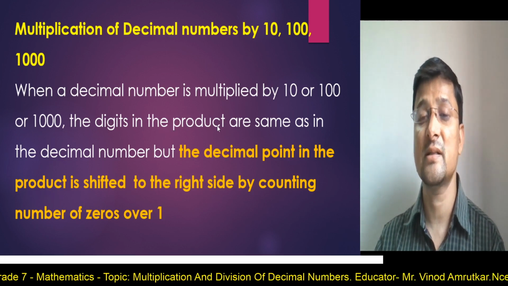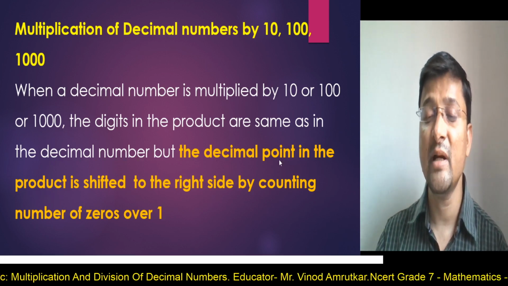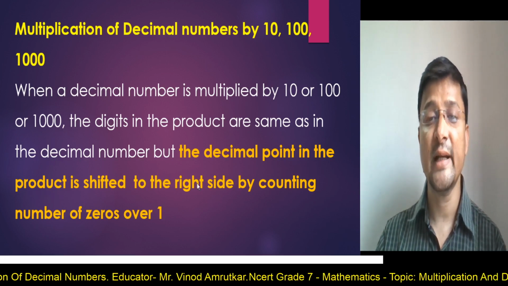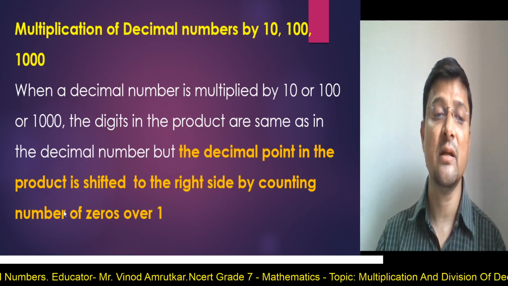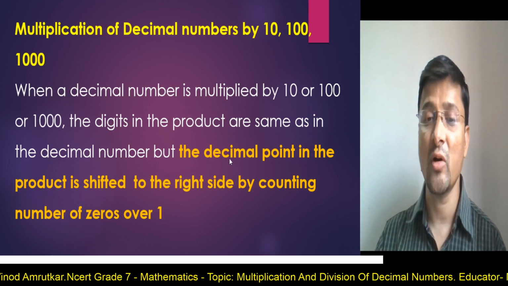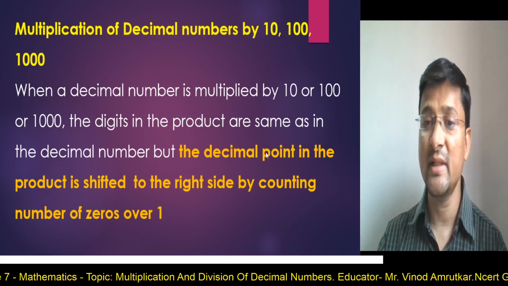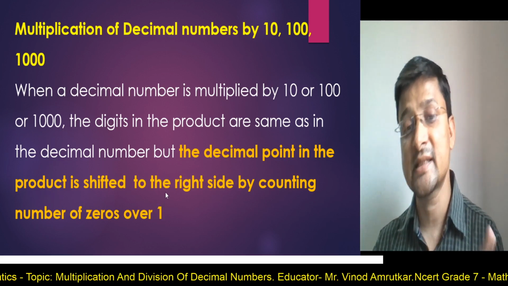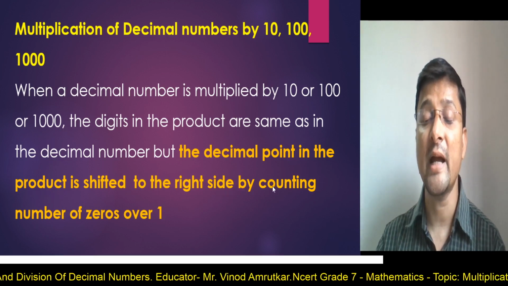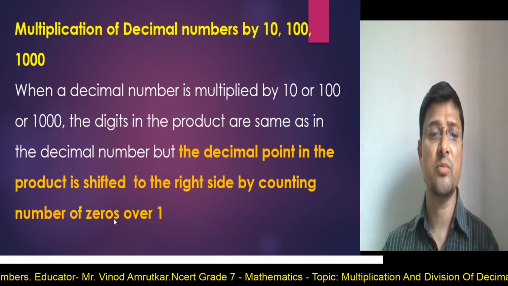The digits in the answer are the same as in the decimal number, but the decimal point in the product is shifted to the right side by counting the number of zeros over 1. This sentence is important. In the product, that means in the answer, we shift the decimal point to the right side. Remember the rule. We shift the decimal point to the right side by counting the number of zeros over 1. What is the meaning of number of zeros over 1?